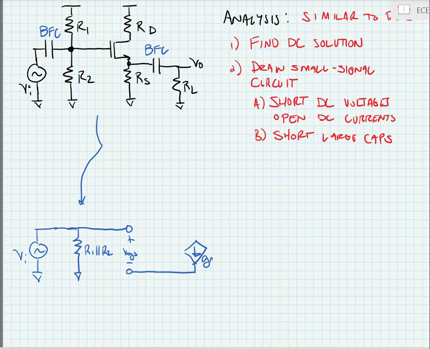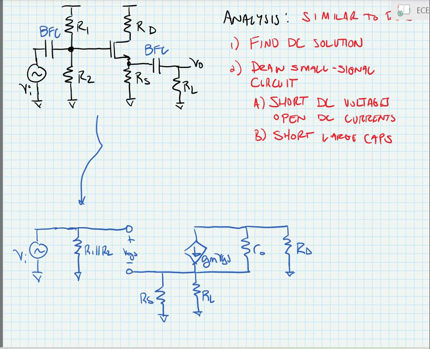We have our dependent current source, gm times VGS, feeding into our drain. We have the small signal output resistance of the MOS transistor. We have the drain resistance to ground. And then finally, at the source, we have a source resistance. This is going to be in parallel with that load resistance due to shorting the capacitor out. And finally, we're going to take our output voltage off of that node.